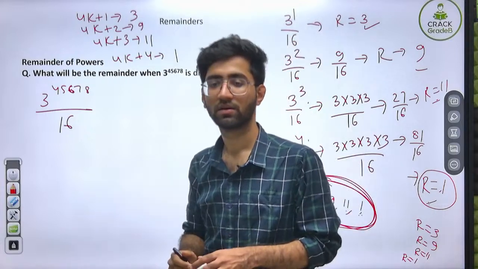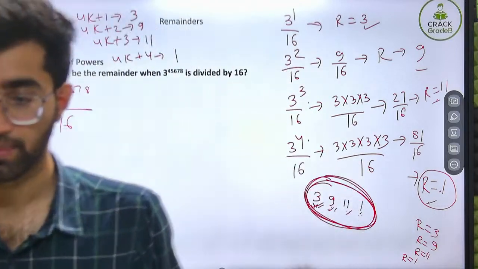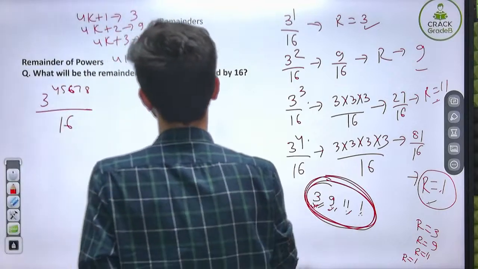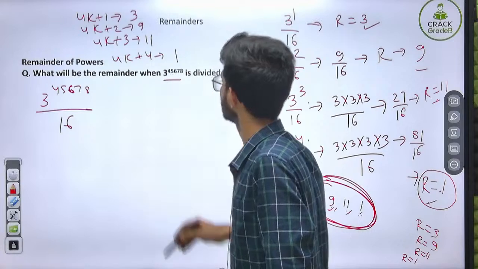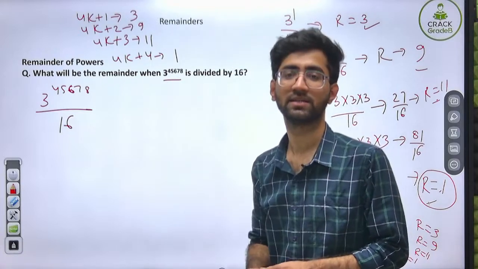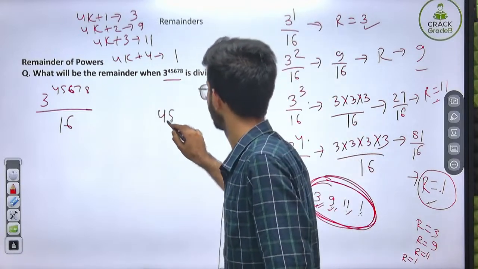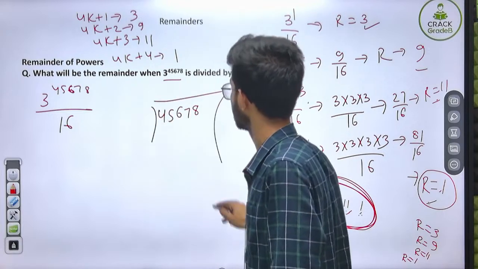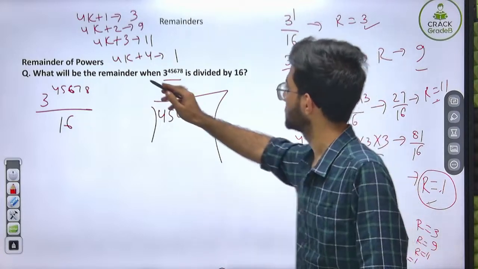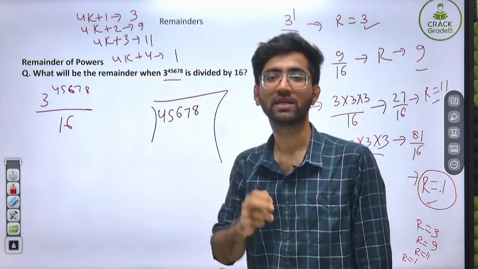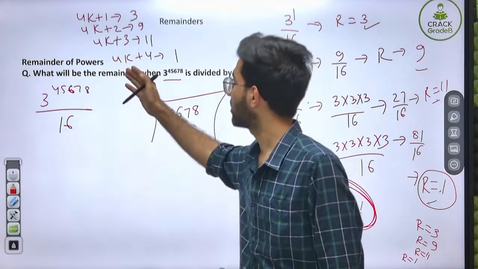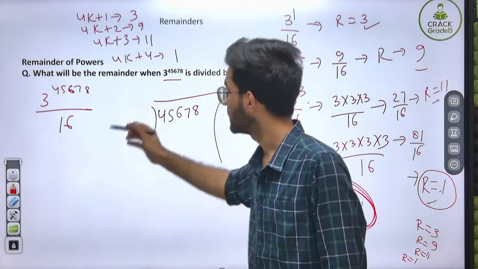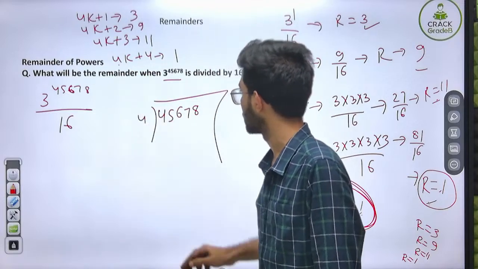Let us look at this question. See, 3 to the power 4, 5, 6, 7, 8, right? So let us divide 4, 5, 6, 7, 8 by 4. See why we are dividing it by 4? Because we have to write 4, 5, 6, 7, 8 in the form of 4k plus 1, 4k plus 2, 4k plus 3, 4k plus 4. That's why we are dividing it by 4, right?